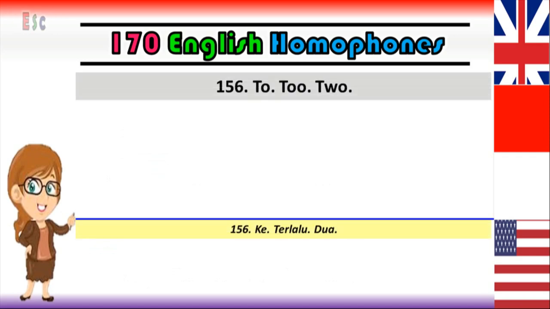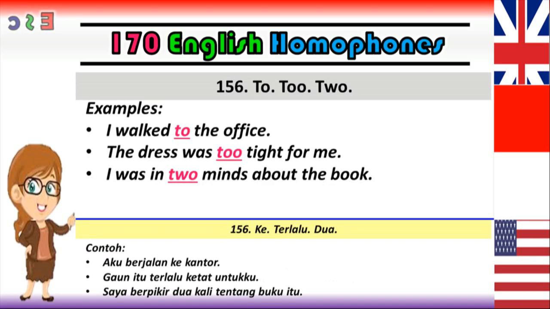156. To, too, two. Examples. I walked to the office. The dress was too tight for me. I was in two minds about the book.